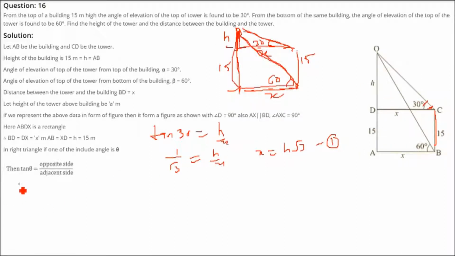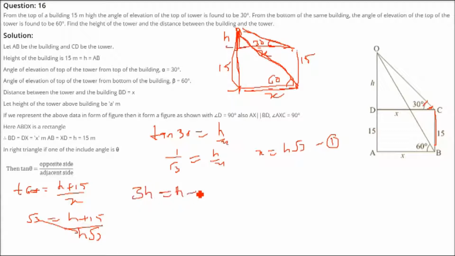So tan 60. What is tan 60? It is h plus 15 by x. So x is h root 3 and tan 60 is root 3. Now bring it here. h root 3 into root 3 is 3h, equal to h plus 15. Bring this here: 3h minus h equal to 15. 3h minus h is 2h. 2h is 15, so h will be equal to 15 by 2, that is going to be 7.5.